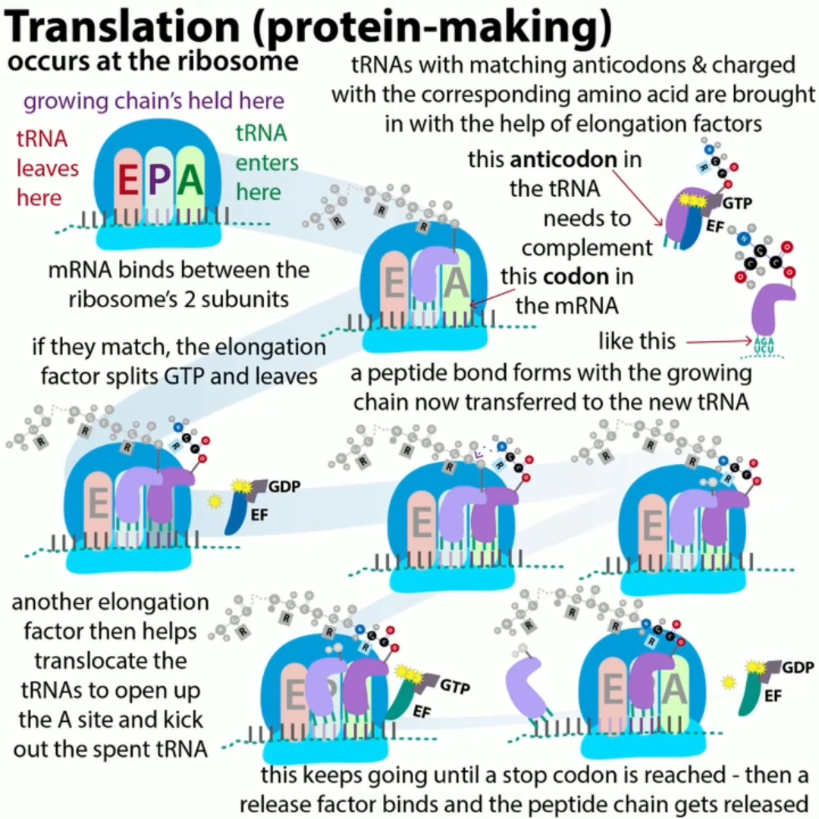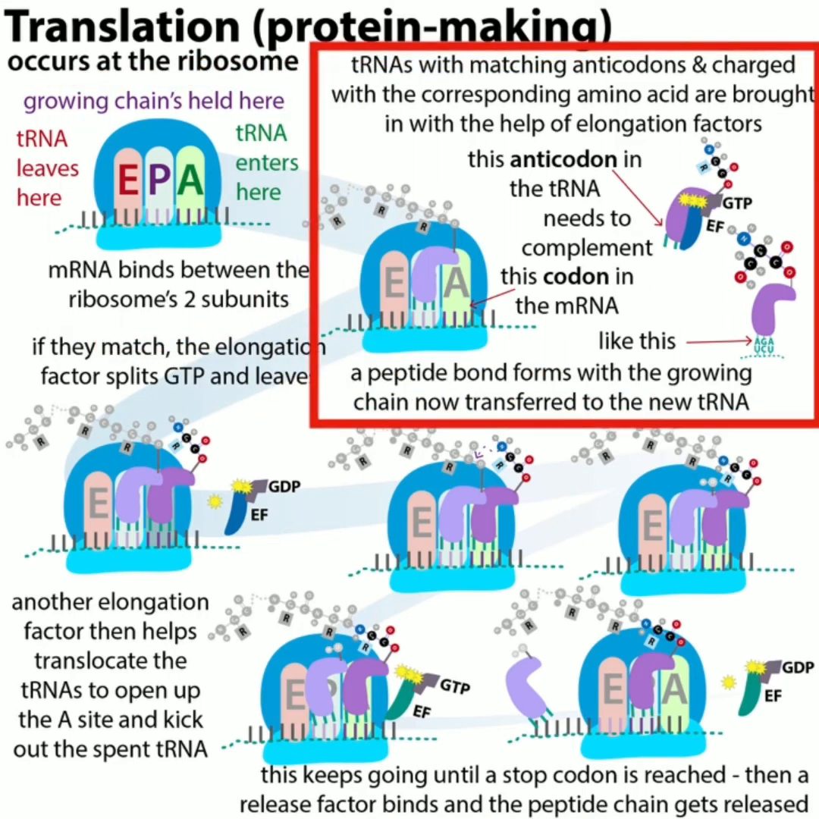Let me just walk you through it. Don't worry about all these words for now. The ribosome is made up of protein and RNA, and it has three different sites, E, P, and A. It sits on the mRNA, the instructions. And then you have molecules called tRNAs, which are going to bring the amino acids to be added. And they have a matching sequence.